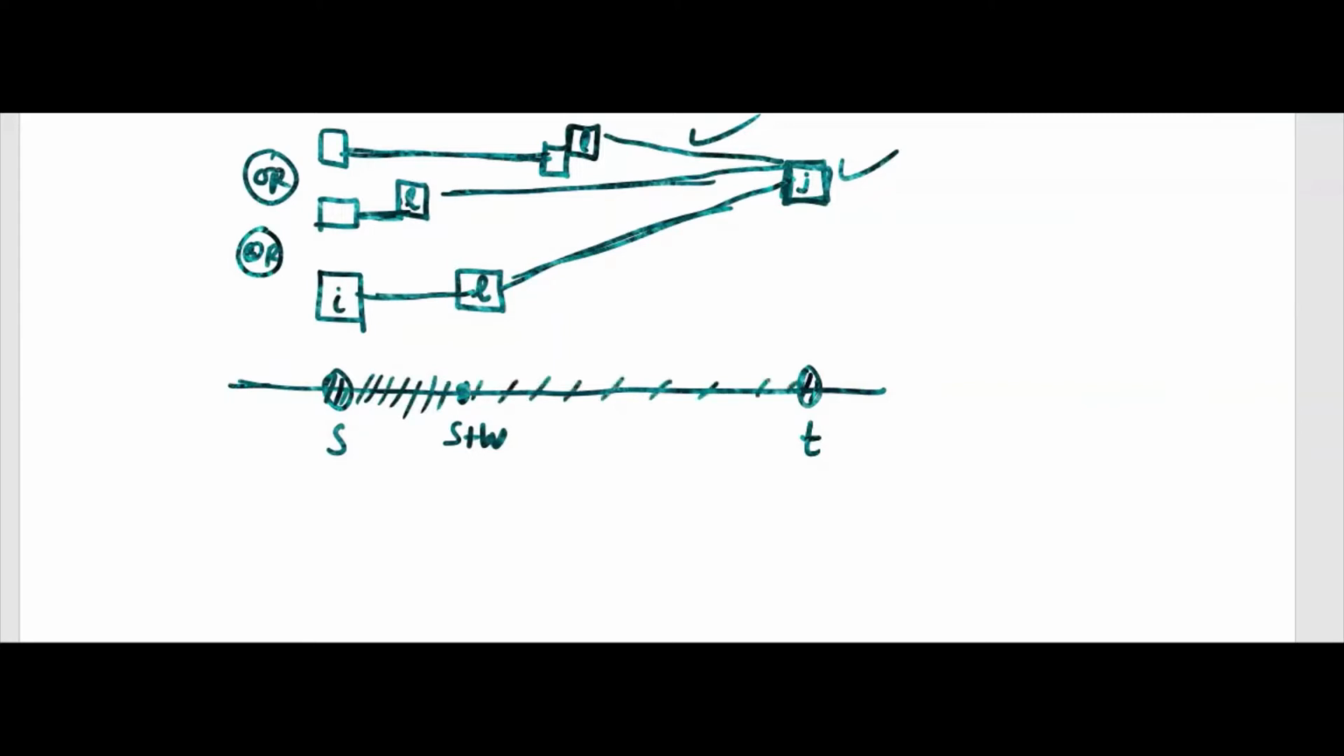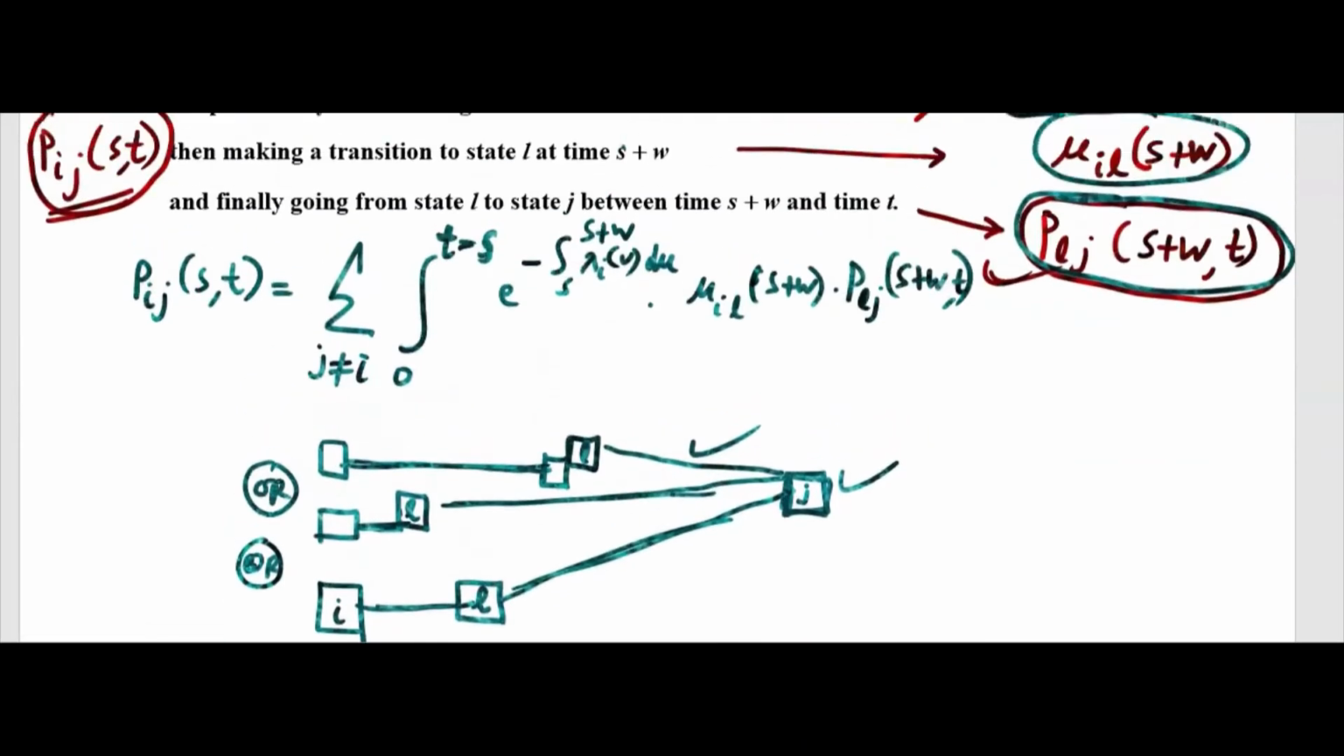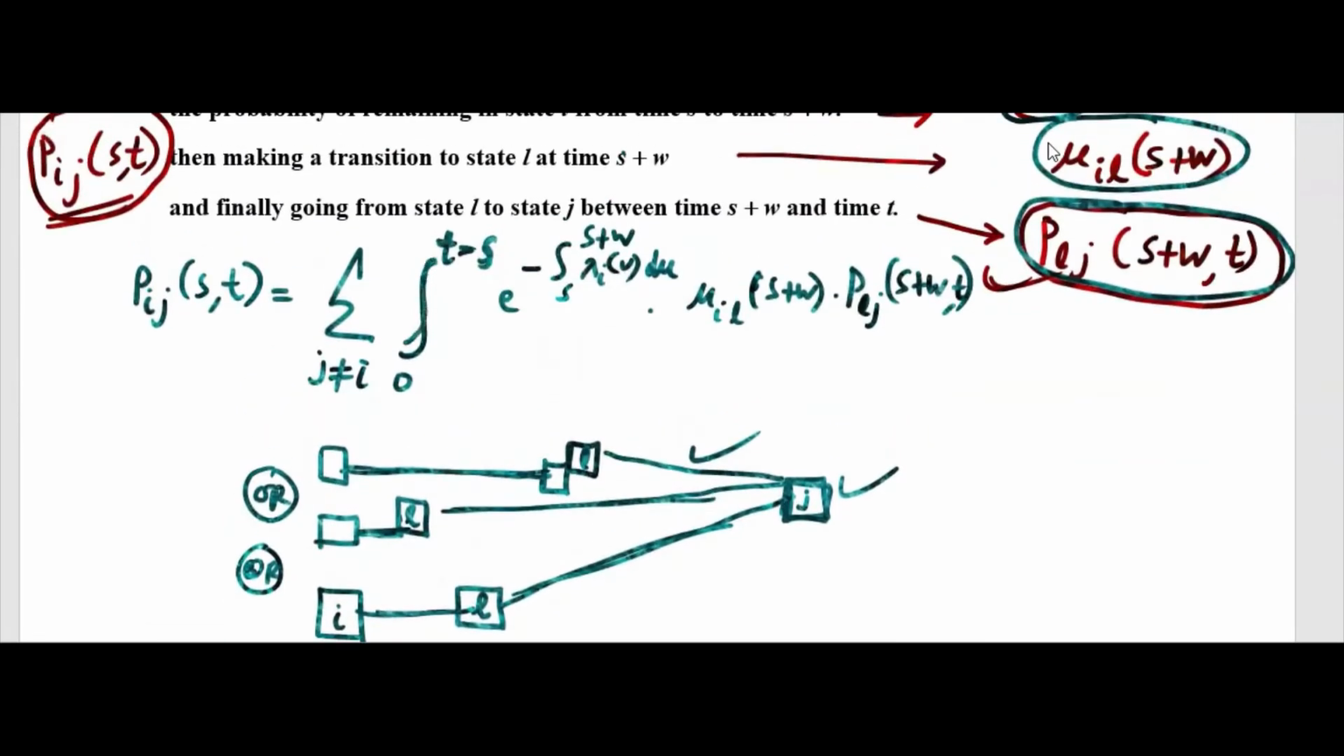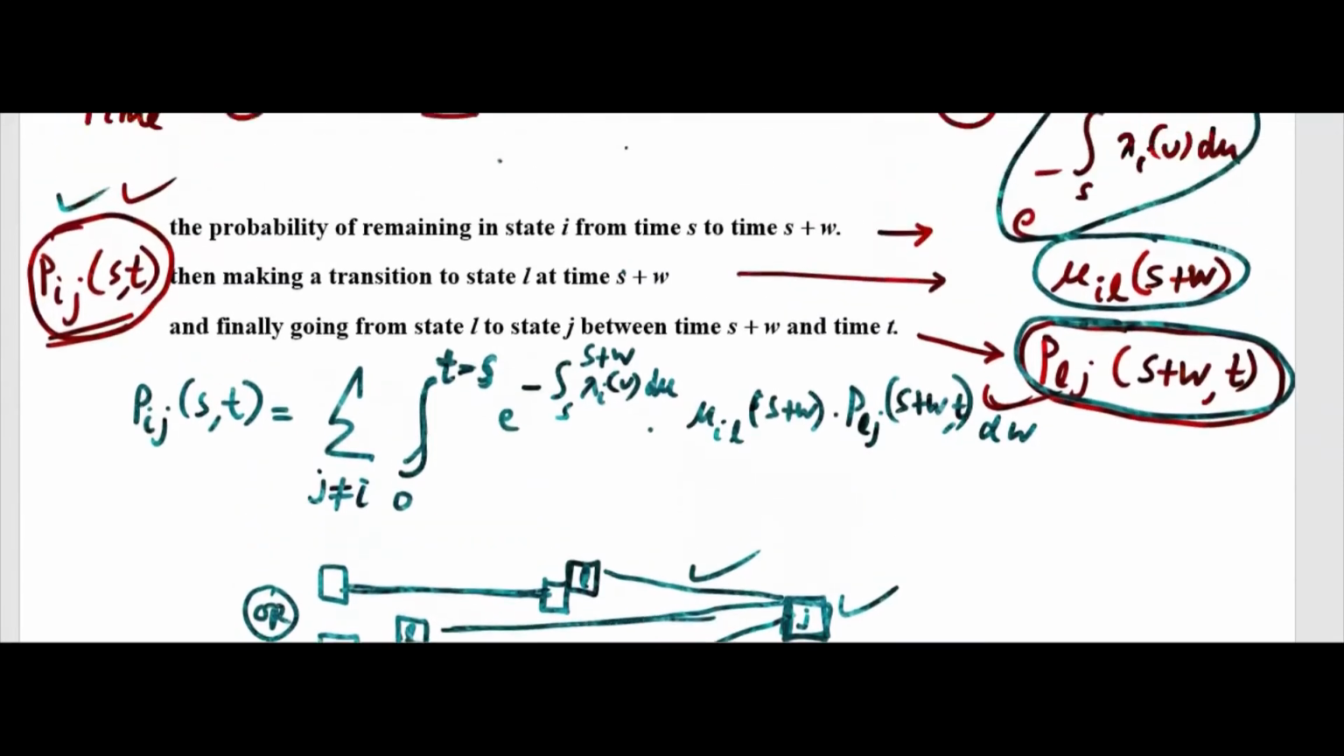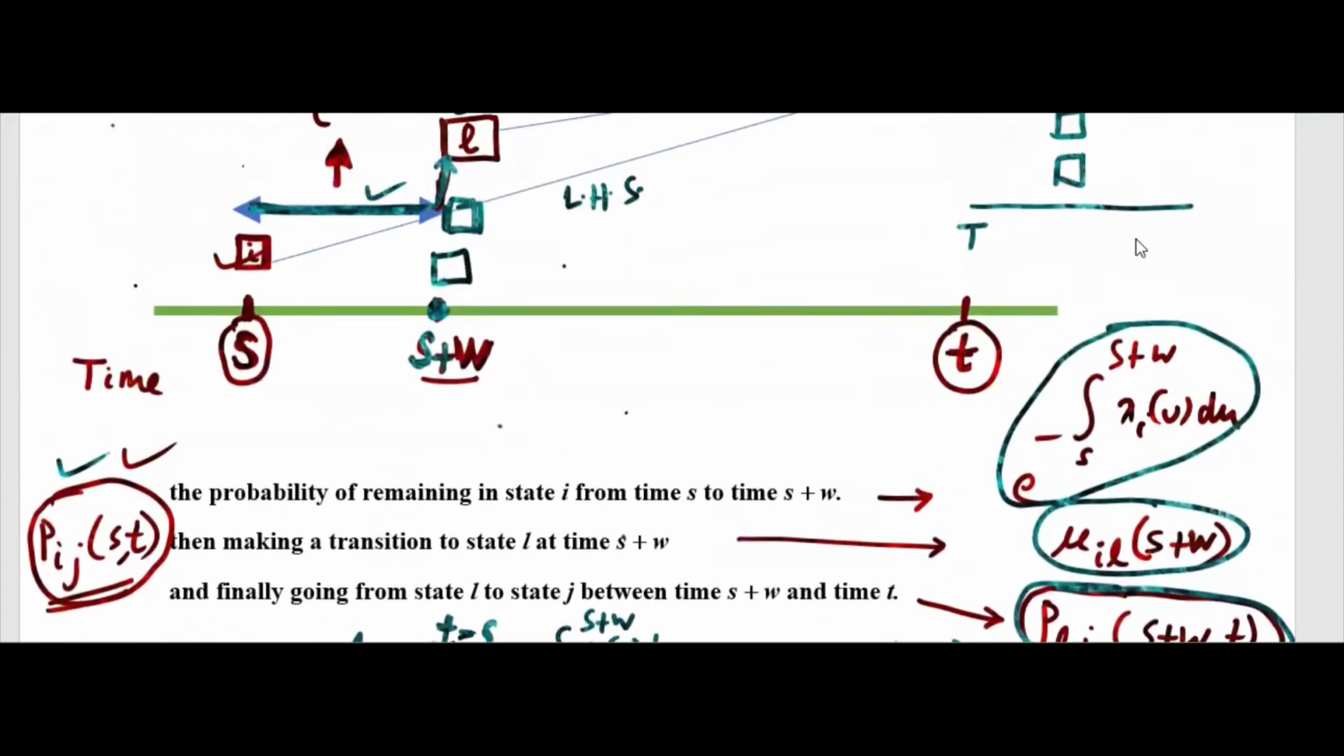So that's where integration over time comes. And when I write here, suppose dw, this time w could be 0. It will start from 0, and the maximum value of w should be t minus s. You check here, the maximum value of w is t minus s, so that s will cancel and we get t.